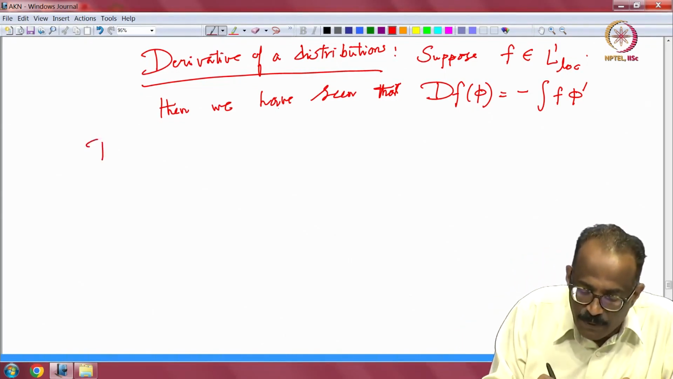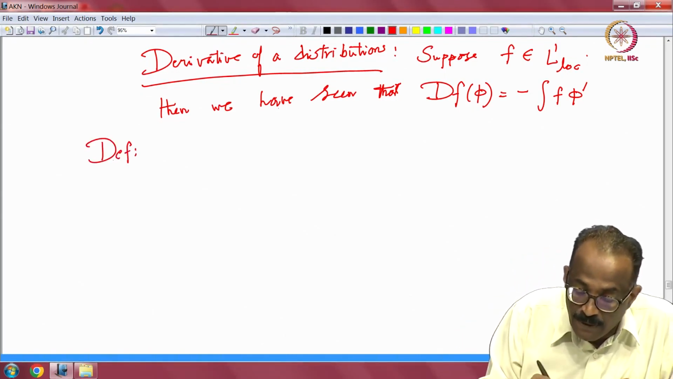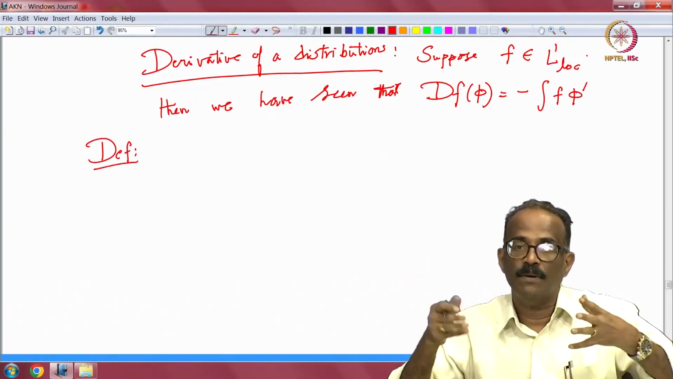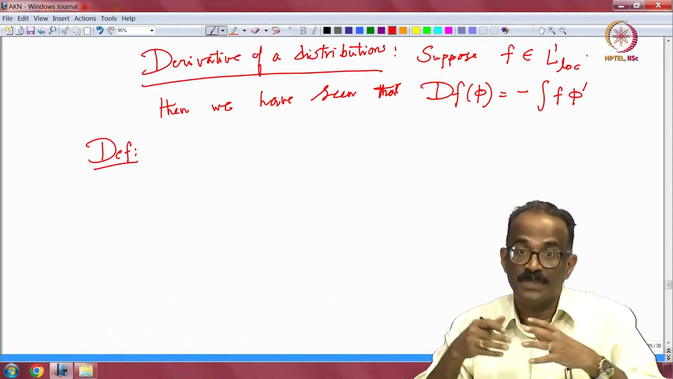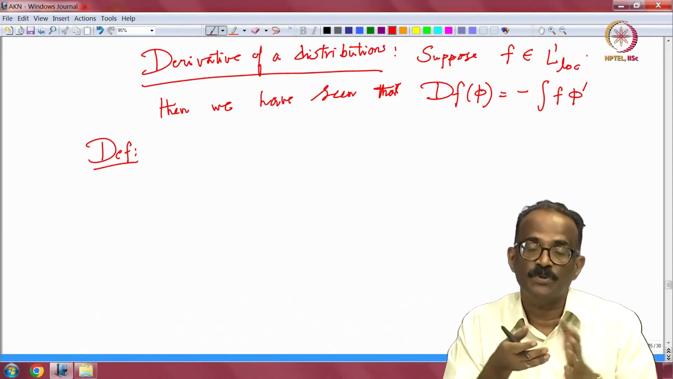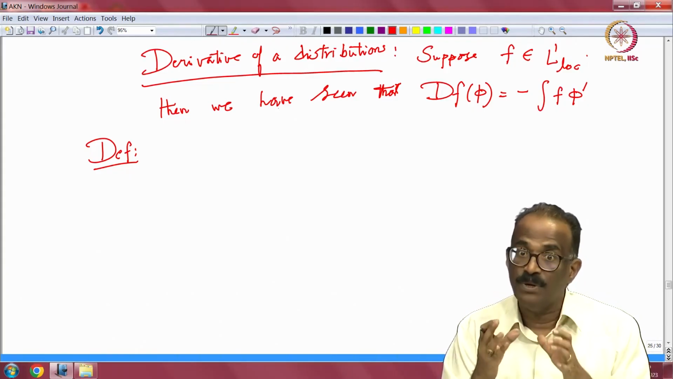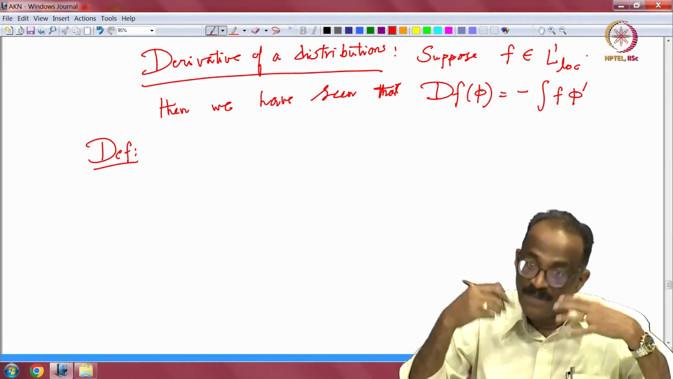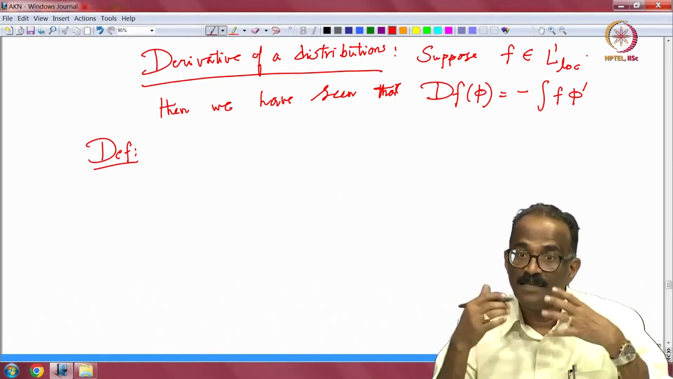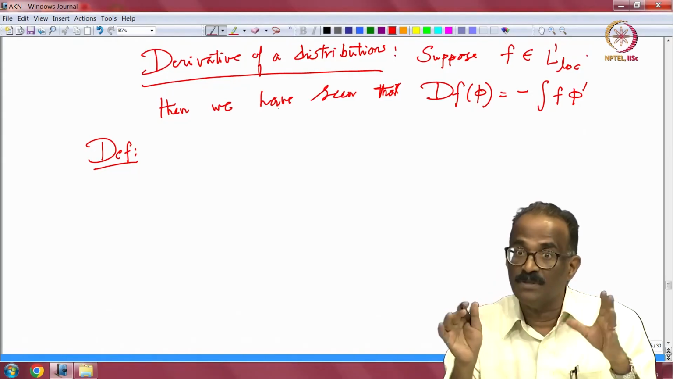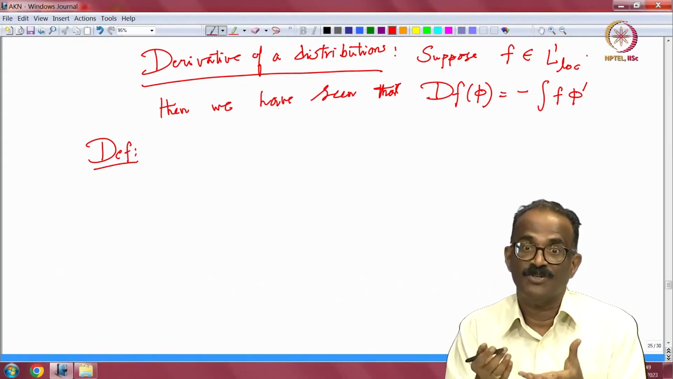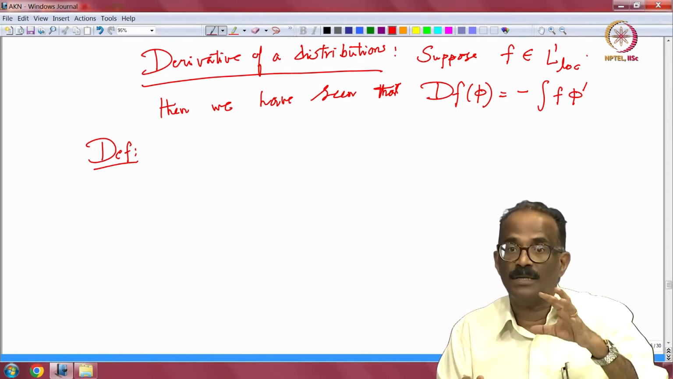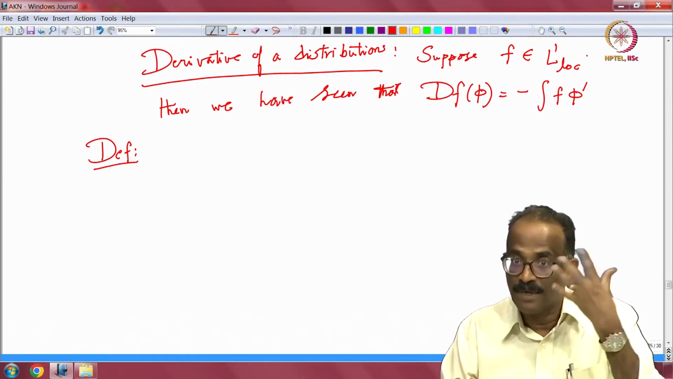So, with that let me give you the definition. You can define the derivative. T is a very general object now, including all functions, measures and more distributions we have seen. The new calculus tells you that you can define the derivative of any distribution and as many times as you want, a facility that was not available for functions. The class of functions which are differentiable is smaller than even the continuous functions.